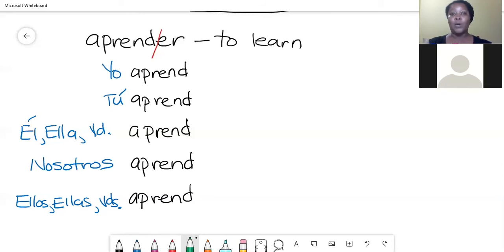Our next step, step 5. Let's insert our ER present tense endings. So this is o, es, e, emos, en. And our final step, step 6, lo siento, let's pick up the new meaning of the verb.